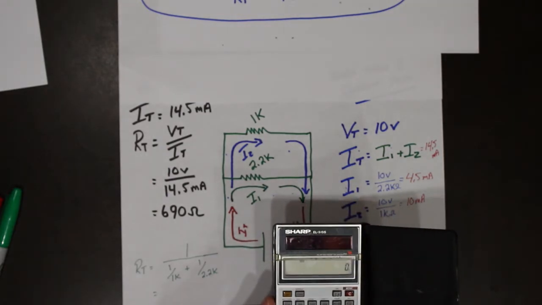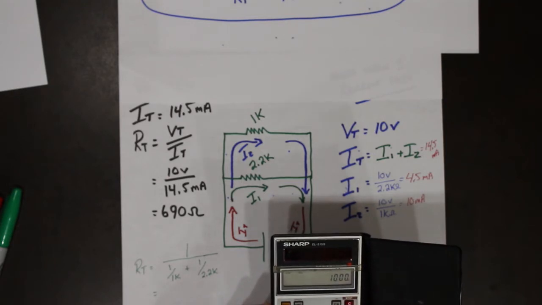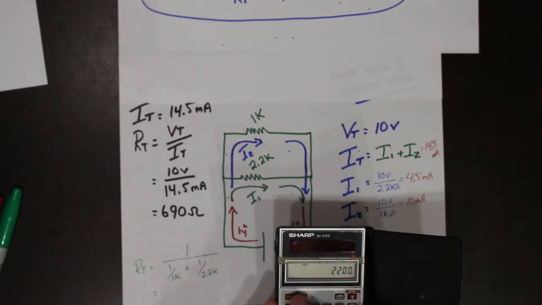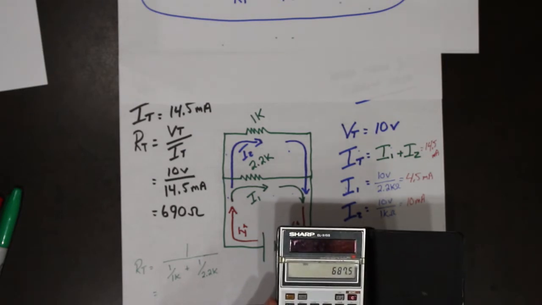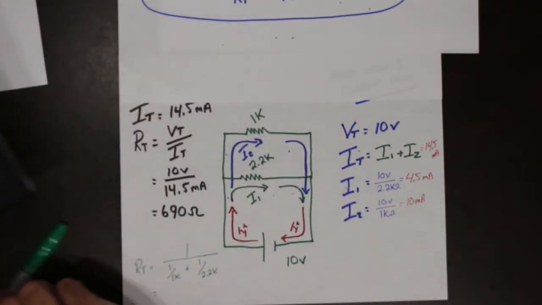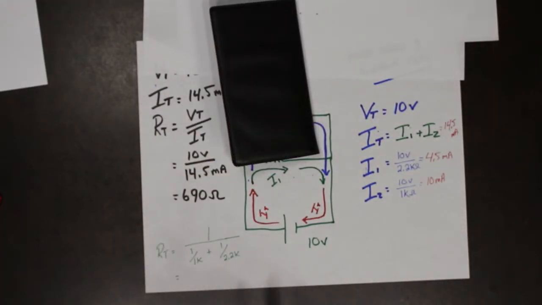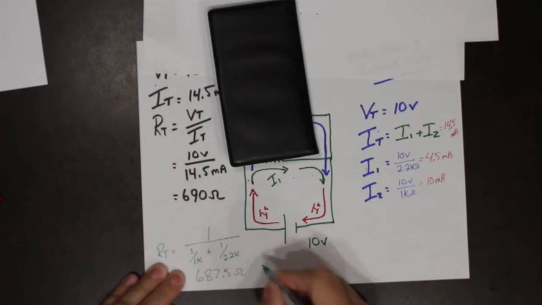So we've got 1 over 1,000 ohms plus 1 over 2,200 ohms, equals 1 over. I get 687.5 ohms. So 687.5, 687.5 ohms.